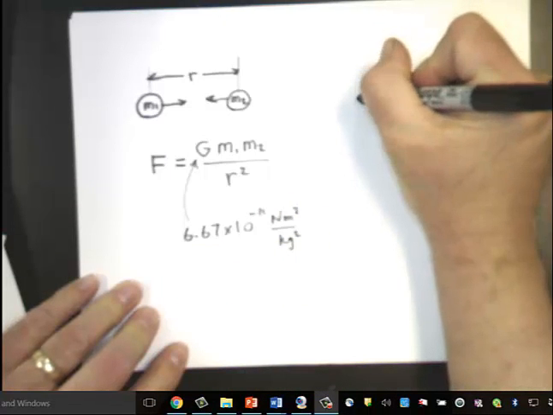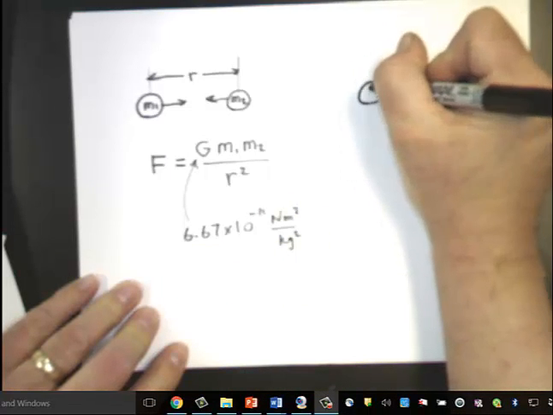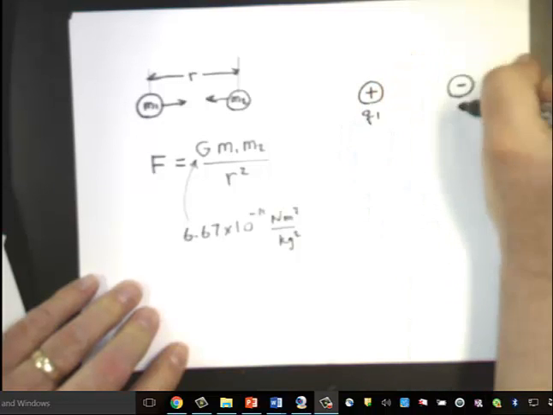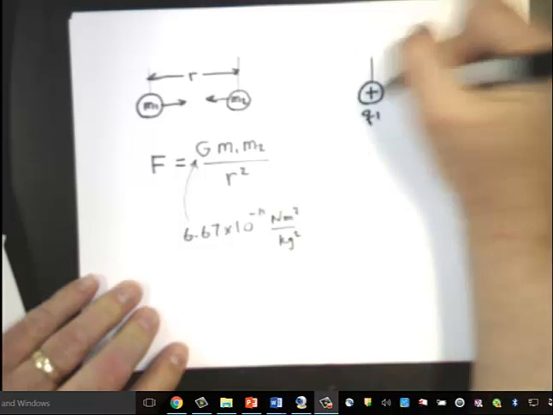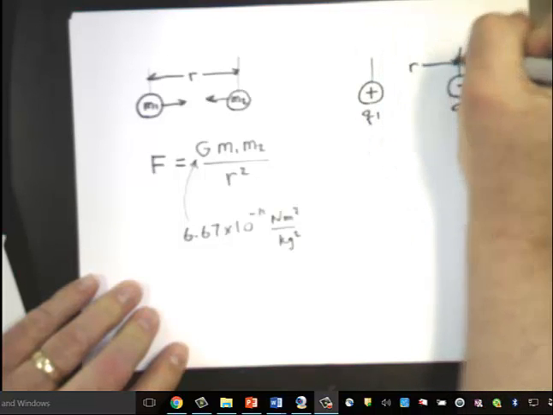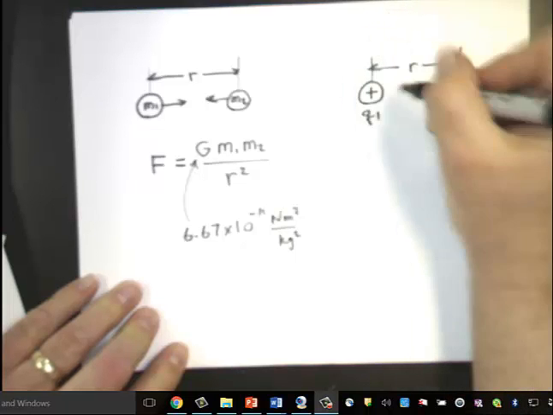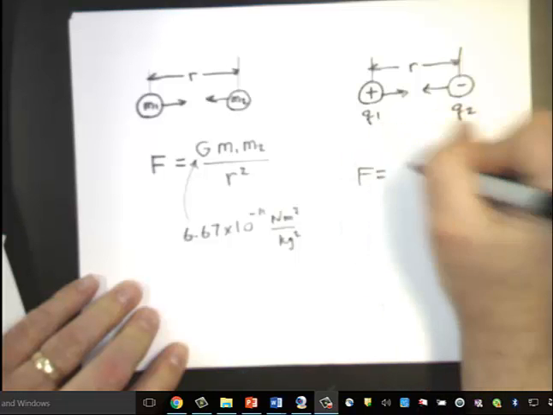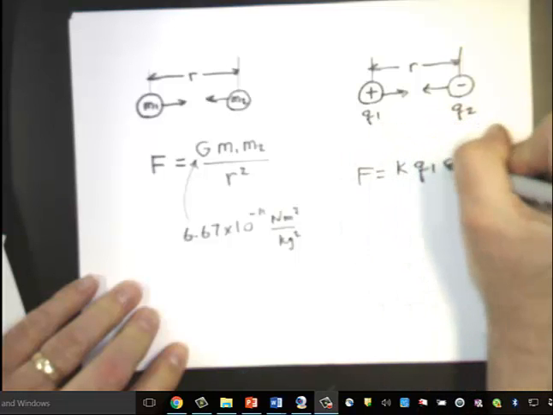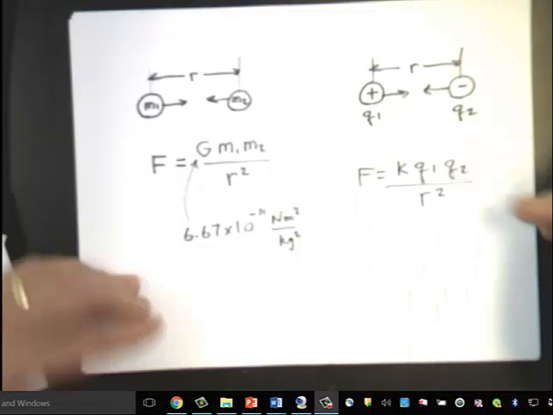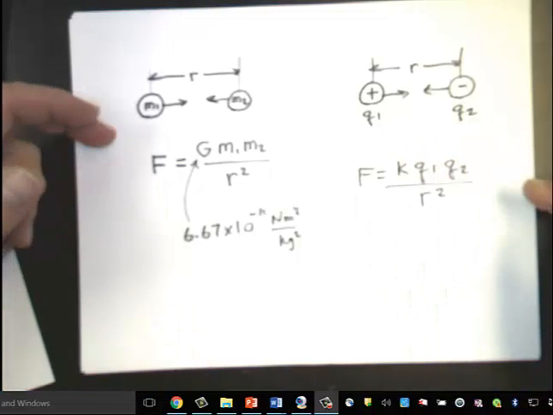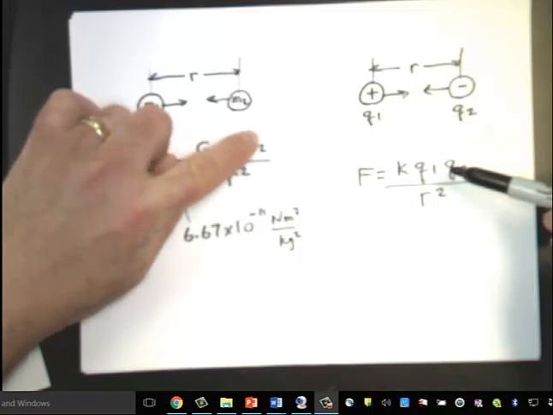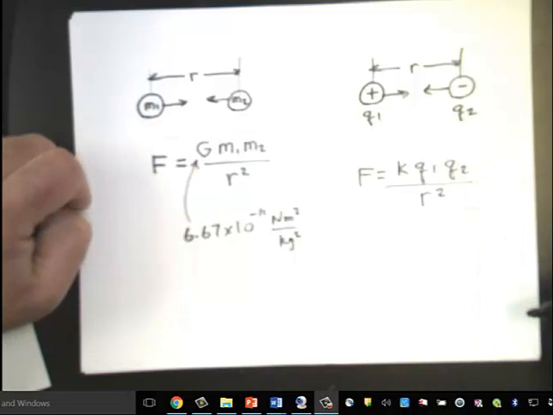If you've got two objects with electrical charge, so let's say you've got a positively charged object, call it Q1, you have a negatively charged object, call it Q2. The distance between them is R. The force with which they tug each other is equal to K Q1 Q2 over R squared. So you look at those two equations and you say, oh my gosh, it's basically the same thing. The difference is, instead of talking about masses, we're talking about the amount of charge on these objects.